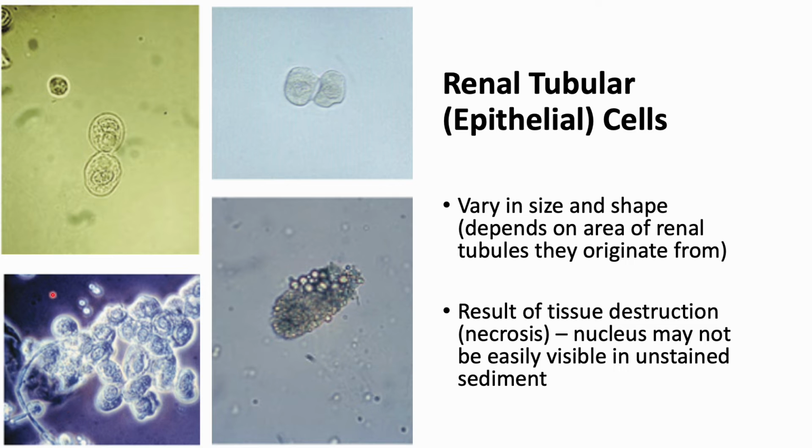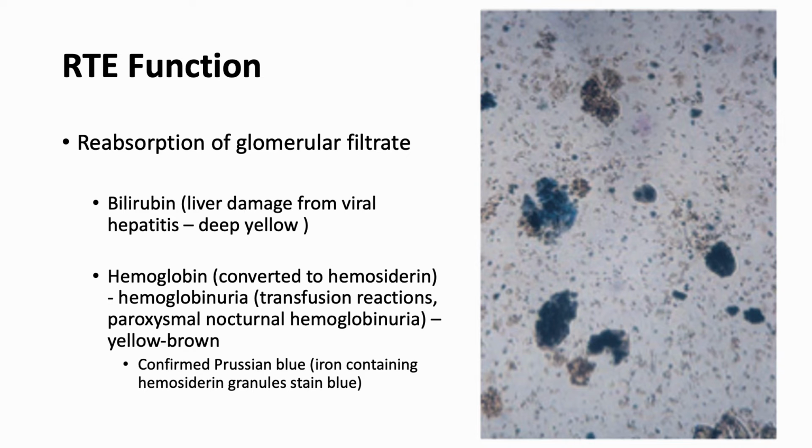Here we see a renal fragment, or a fragment of renal tubular epithelial cells, under phase microscopy. We know the function of the renal tubular epithelial cells to be reabsorption of the glomerular filtrate, and this can actually aid in their identification. In cases of liver damage from viral hepatitis, there can be deep yellow granular substances in the cytoplasm of the renal tubular epithelial cells that can represent bilirubin.